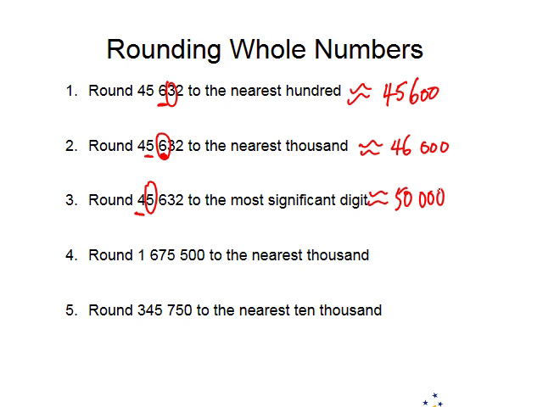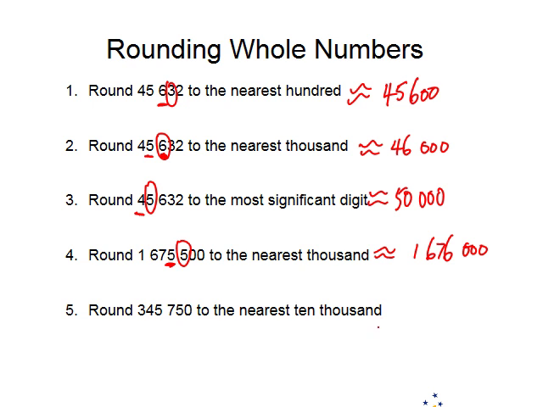Question 4, round 1,675,500 to the nearest 1,000. So this 5 here is in the thousands place value, so we need to scrutinise the digit to the right, and because the digit to the right is a 5, which fits into our category of 5 or more, we will round up. So it will round up to 1,676,000.